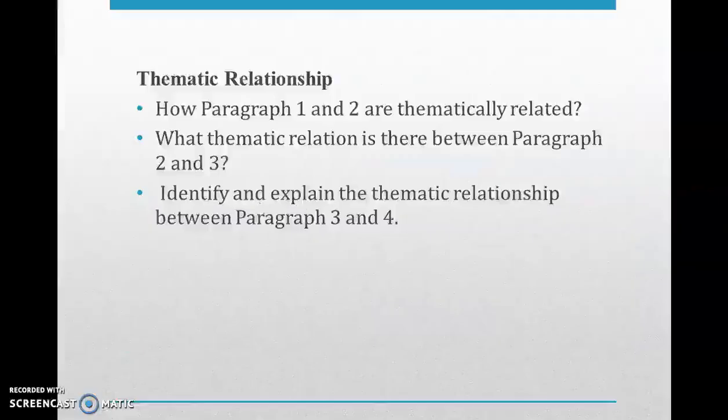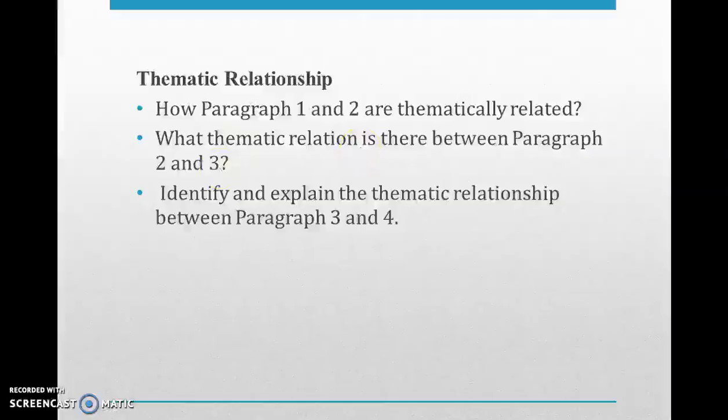Okay, here I'm going to present some sample questions that might come in the exam. For the thematic relationship, how are paragraphs 1 and 2 thematically related? This is one of the questions that might come. What thematic relation is there between paragraphs 2 and 3? I have to mention plus explain.